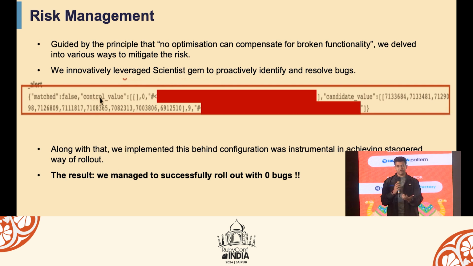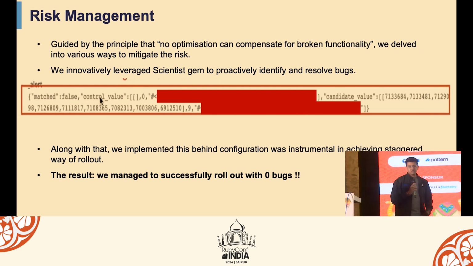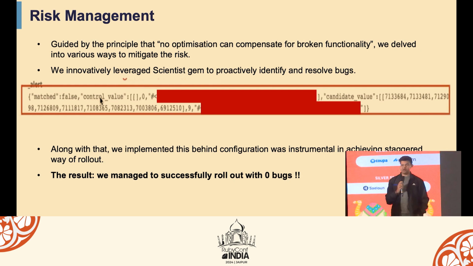So basically what it means is, with the new change, users would be able to see documents which they were not being able to see earlier, which is very problematic, because users should not be able to see something that they are not allowed to see. So the Scientist gem helped us with that, and along with that, we went one step further and had a staggered way of rollout, which helped us control the blast radius.